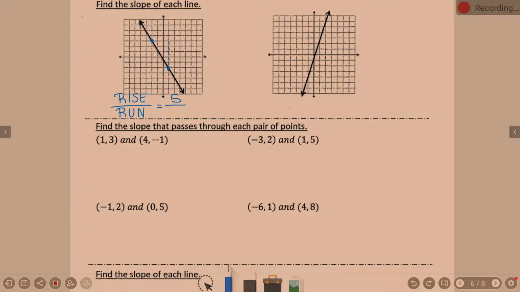What kind of run do I have? -3. We're going left 3, and so -3. Okay, so -5/3. That negative can be anywhere. What'd you say, Ryland? I got a 7 with a -4. Okay, I see the other dot you used, but that's not the dot I picked.